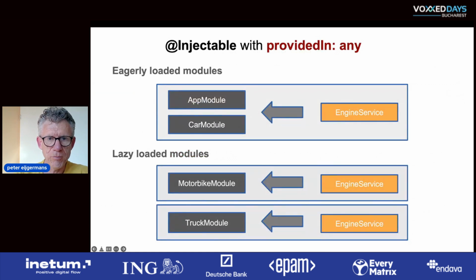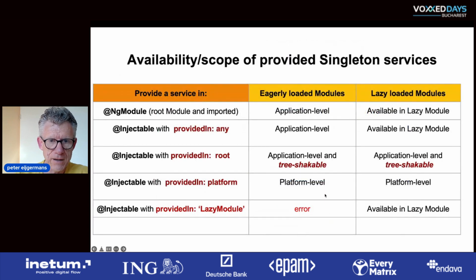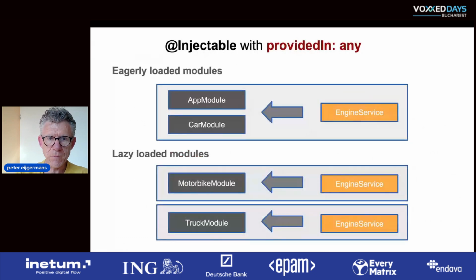Here you see an Injectable with providedIn any. I've also explained it. Here at application level, it is available. So what happens here with providedIn any for all eagerly loaded modules? These are eagerly loaded modules. They share the same singleton instance of the engine service. When we use providedIn any in lazy loaded modules, each lazy loaded module gets its own instance of the engine service. This is the way it works.